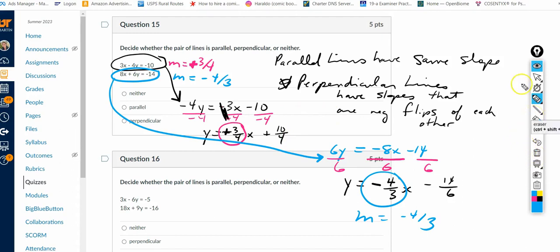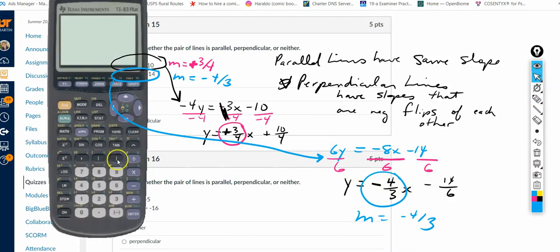I could have also put them in my calculator and I could have seen that they were perpendicular. If I'm going to put them in my calculator, I need to have it written with y by itself on the left-hand side. So this first one would be y is equal to positive 3/4 x plus 10/4. I don't need to reduce it. My calculator will do that. And then the second one is negative 4/3 x minus 14/6. I don't need to reduce it.